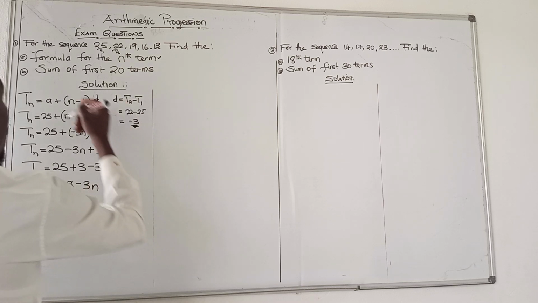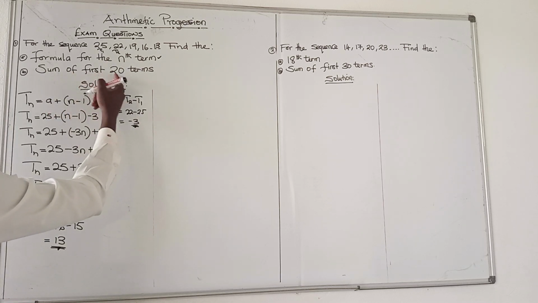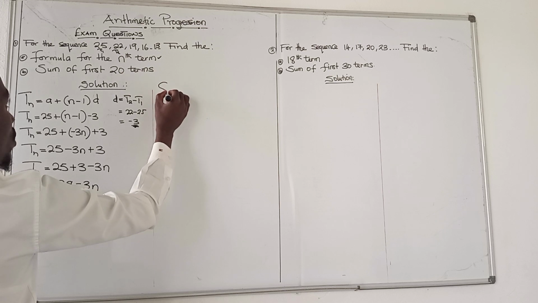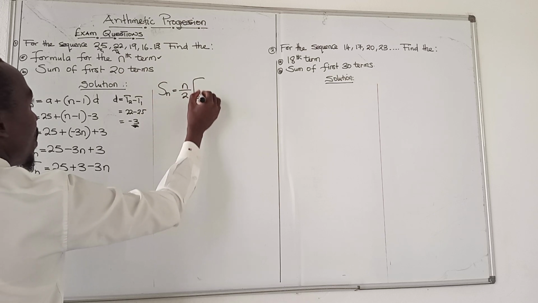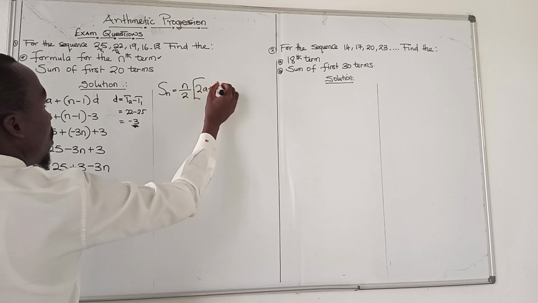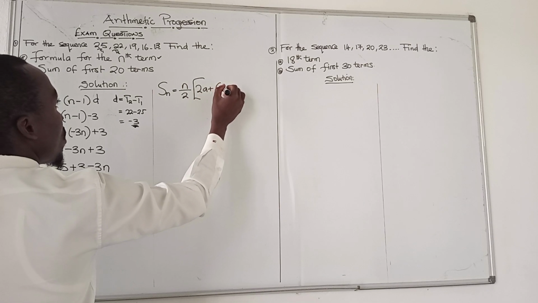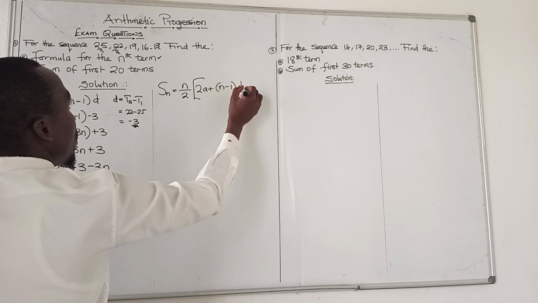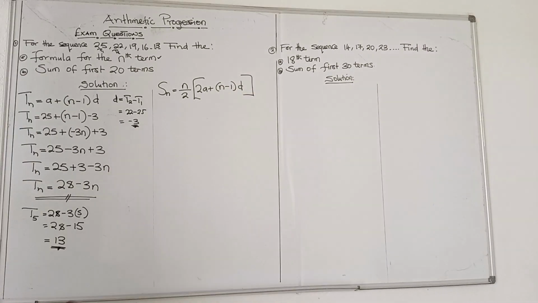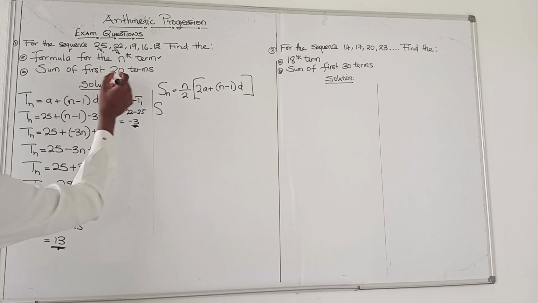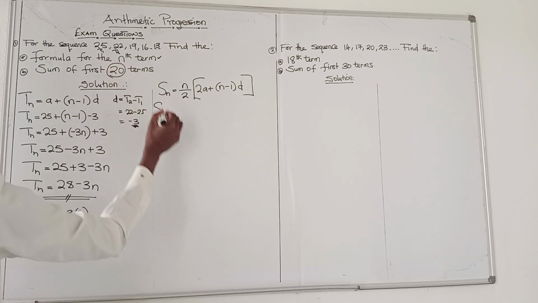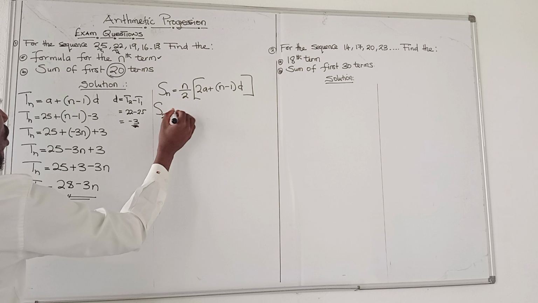Number 2, find the sum of the first 20 terms. So for the sum, we use the formula for finding the sum. We're saying the sum of the first 20, so your n is 20. Where there's n, we put 20.